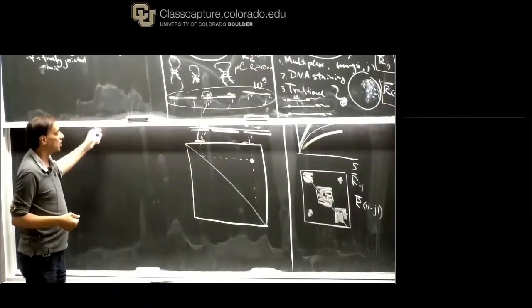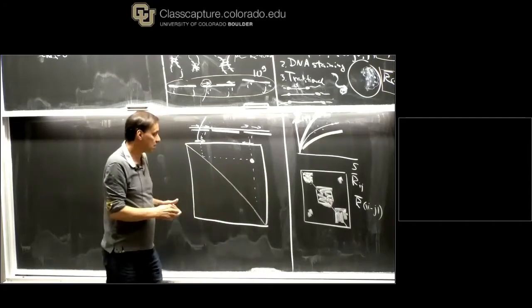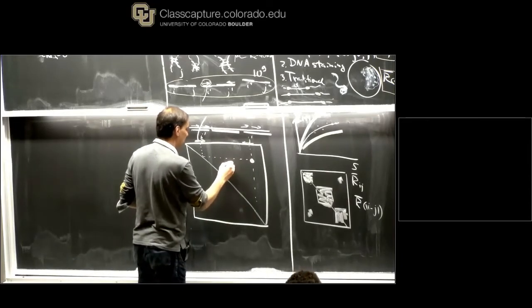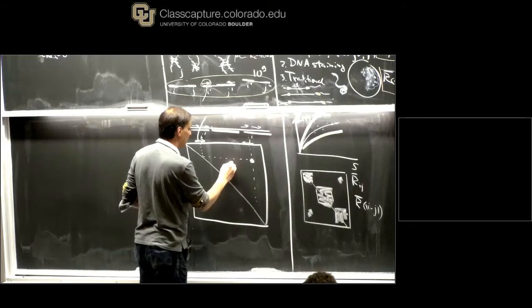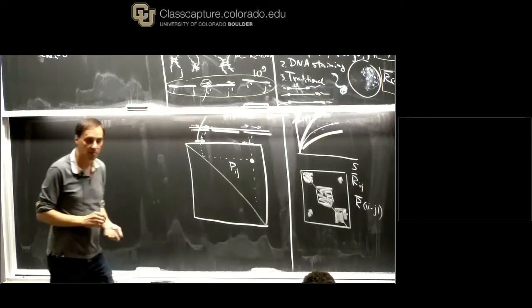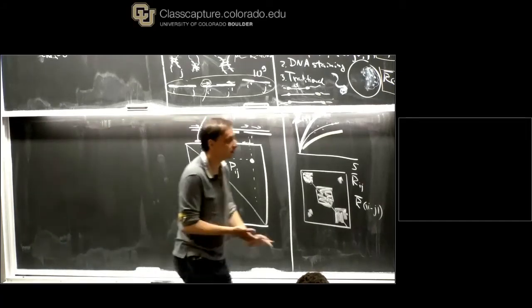Okay, let's move on. So that's what you get. You get maps of contact frequency. So the result of this is the map of contact frequency. And I don't know what's the right notation for this. Let's call this the P_IJ map. Okay, let me show you some of these maps.